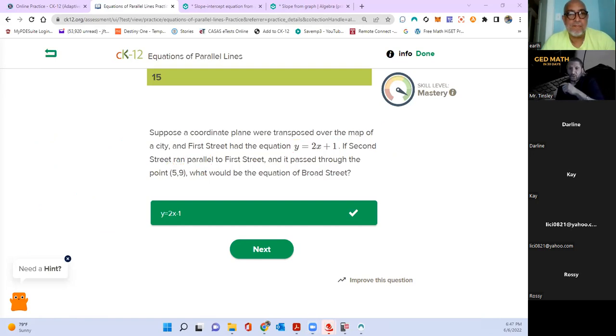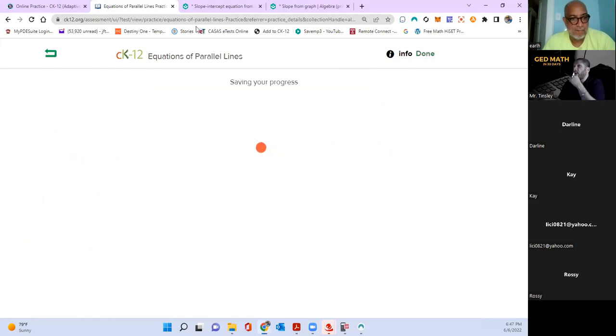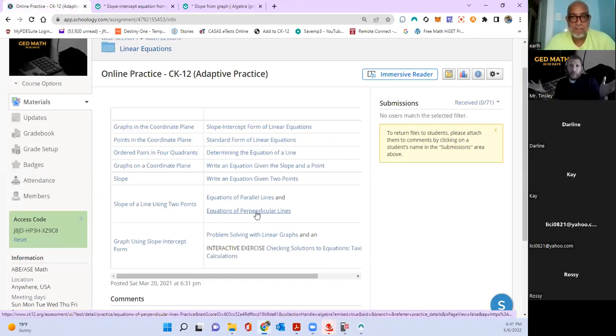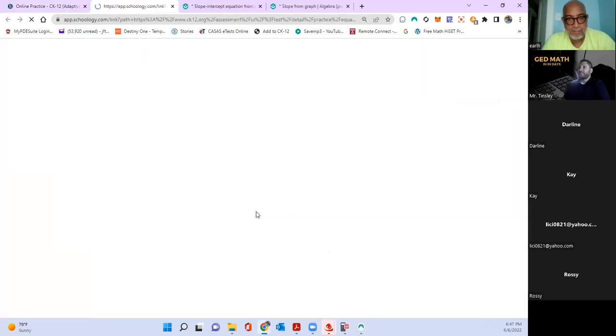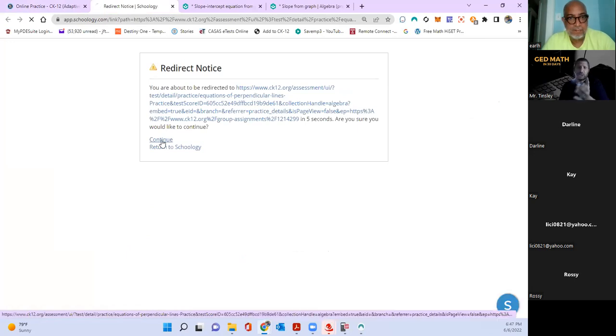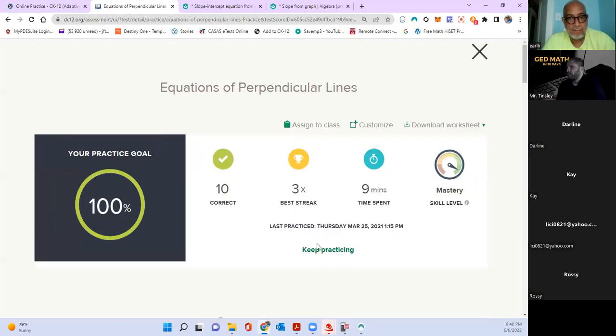Okay, so now let's try perpendicular. Now this is Schoology. You can do as many questions as you want. You can keep going, but I'm going to hit done and let's try the perpendicular equation. This is free once you buy the ebook. All this stuff I put in one place so you have one place to get all the necessary resources you need. You don't have to go anywhere else or use another site. Now let's try perpendicular. Since Schoology changed this site, you have to redirect. Just hit continue. Okay, keep practicing.